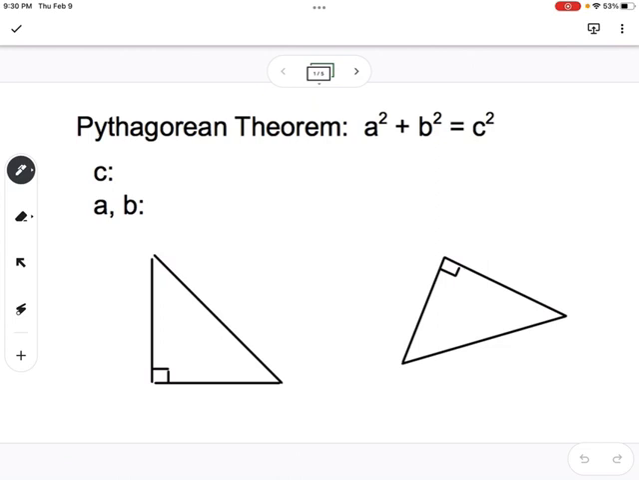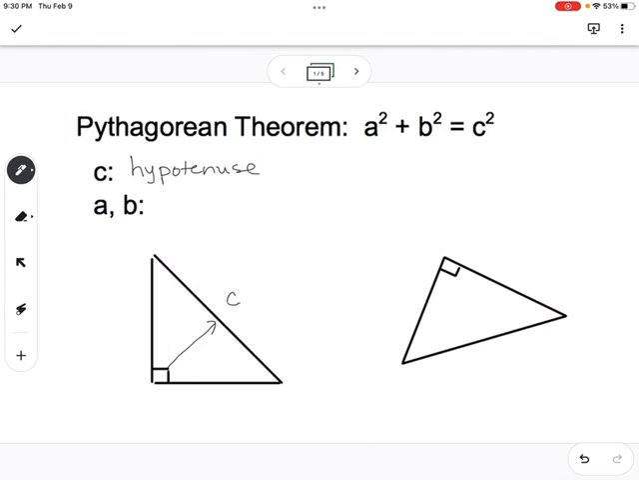Okay, so first talking about Pythagorean theorem, that is a squared plus b squared equals c squared. So again, this is when we have a right angle triangle. The C is the hypotenuse, which is your longest side. And C is also the side that's across from the 90 degrees. So across from the 90 degrees is C.